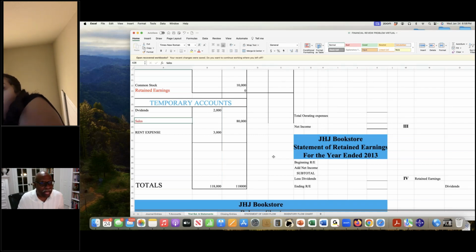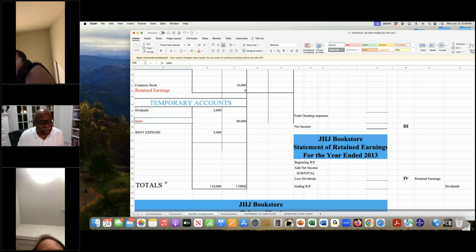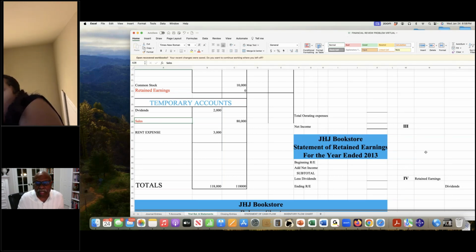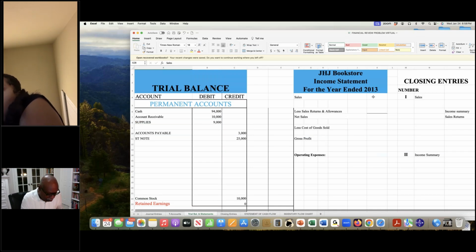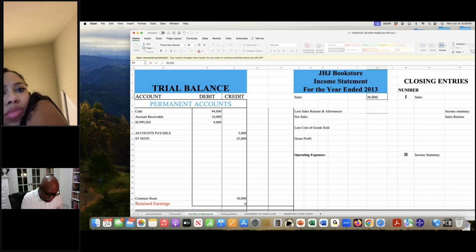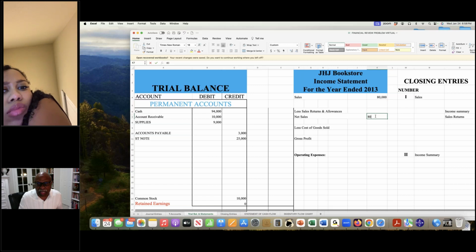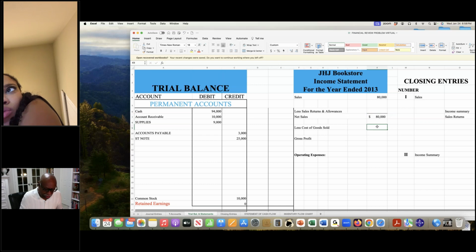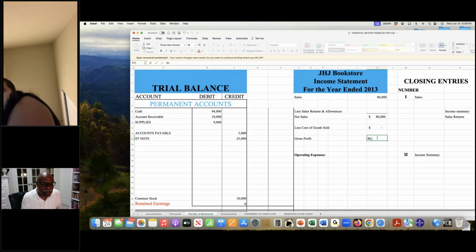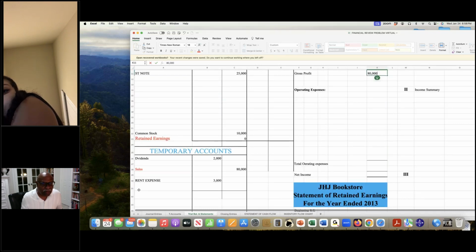The income statement will consist of all items from sales on down. They're at the bottom of the trial balance. When we get ready to do this income statement, we'll put in sales of 80,000. Didn't have any returns, still 80,000. Didn't have any cost of goods sold, but you will have those on the other problem. But our gross profit is 80,000. We had one expense, which was rent, and that was 3,000.